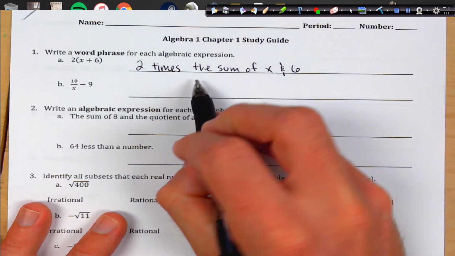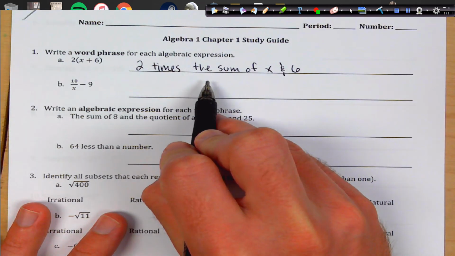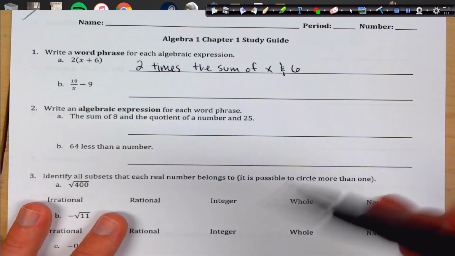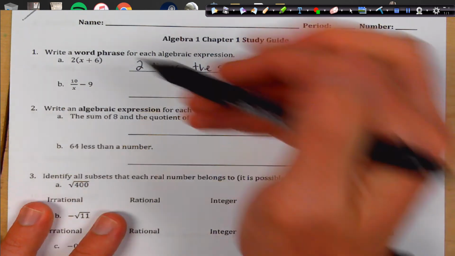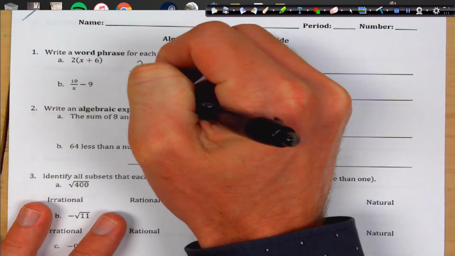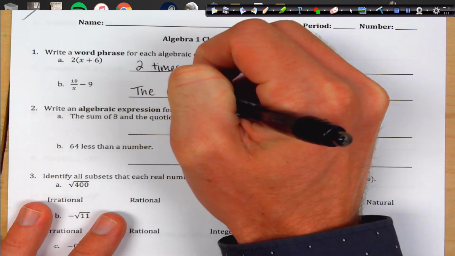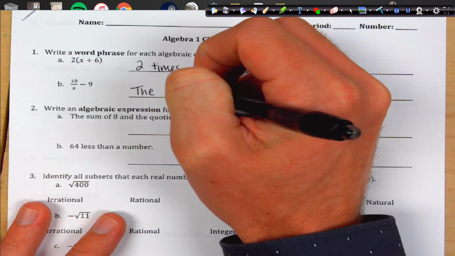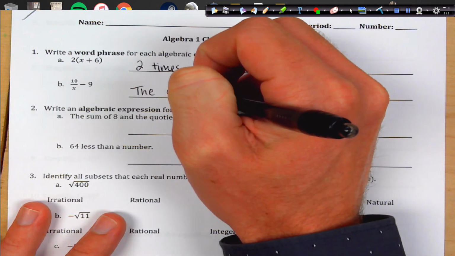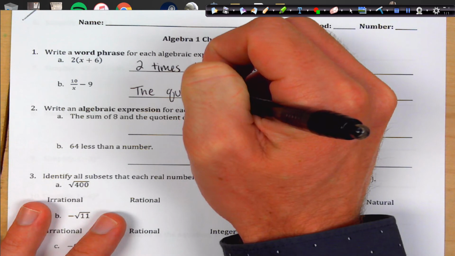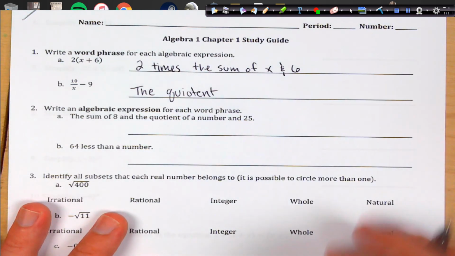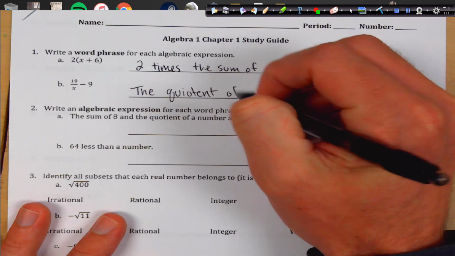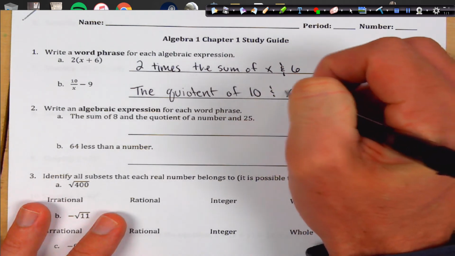So we have to use the sum, the product, the quotient, the difference if I want something to happen before, like a grouping. Same thing over here, 10 over x. I want to do that first. I can do the quotient. Quotient, I'm pretty sure I spelled that wrong, of 10 and x.